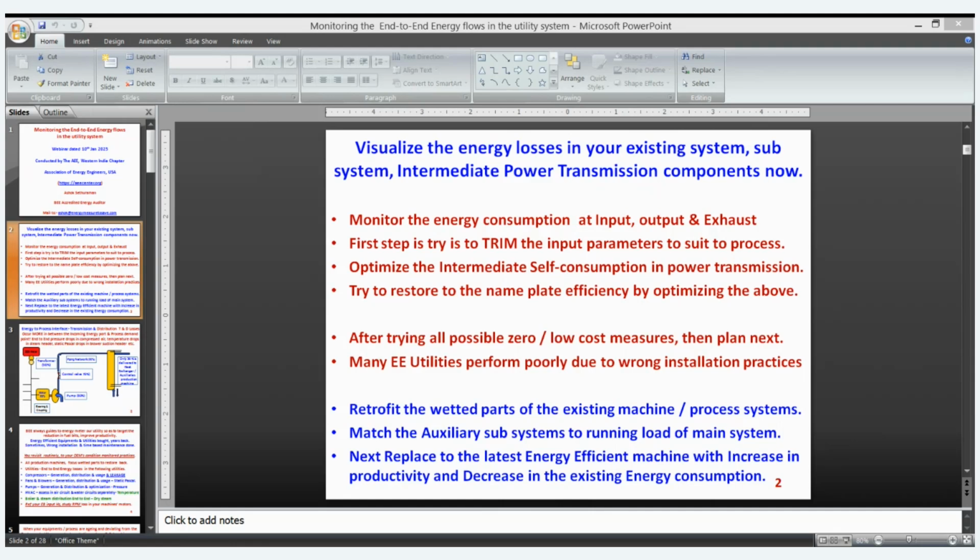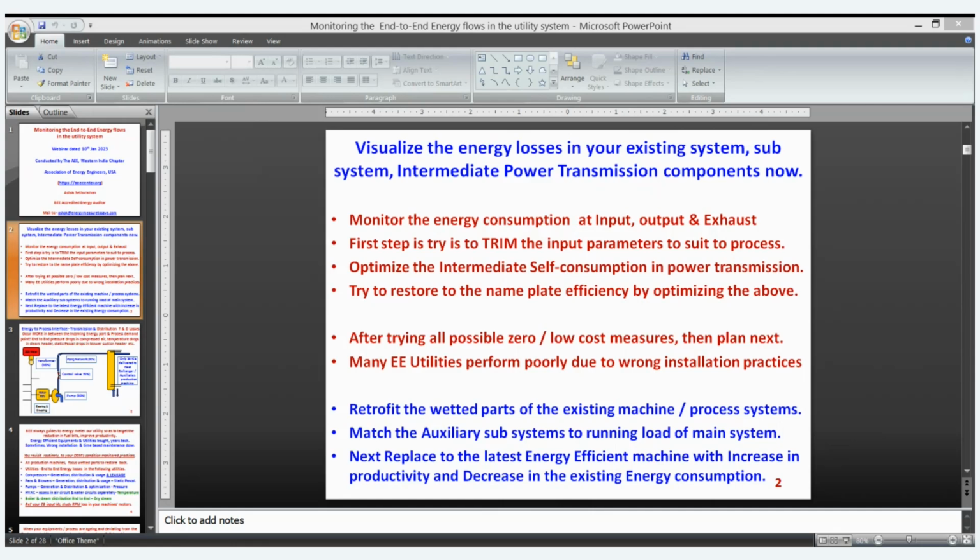And then if you see all the energy efficient utilities that the industry has purchased, they are performing poorly, in some areas due to wrong installation practices. How can this be corrected? Let us go by the condition monitoring approach right from the installation stage. On the energy conservation proposals, wherever it is possible, the wetted parts of the system or the process or the machine, if replaced or retrofitted, also give an energy savings possibility.